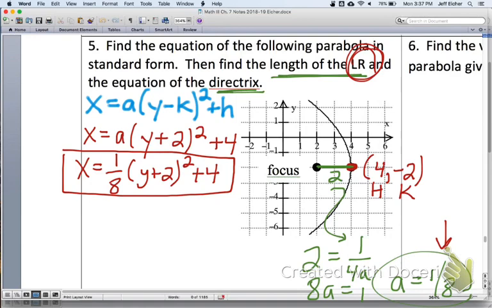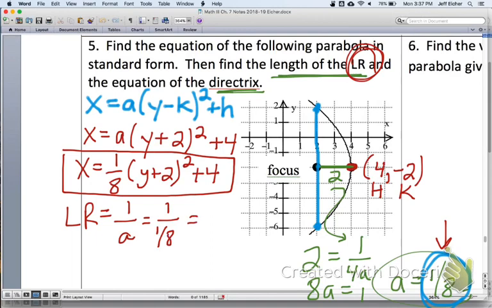If you don't, we can actually see the LR goes through the focus, and it is parallel. It goes through, that's a length of 4 so far, and that's another 4. So it's 8. Remember, it's the reciprocal of 1/8. So the LR equals 1 over a, which is 1 over 1/8. So the LR length is 8.